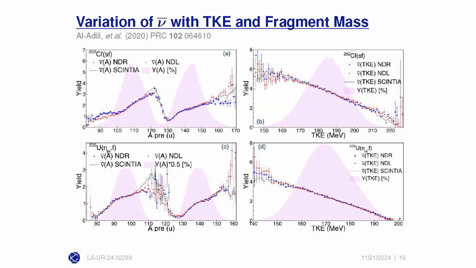Okay. You can also see that nu bar varies with things like the fragment mass. So these are fragment mass distributions on the x-axis on the left-hand side and TKE on the x-axis on the right-hand side from this Aladili paper in 2020. And keep in mind that when you have a fission event, you have to sample mirror places on these distributions, so to make the total mass be equal to the initial mass. And so if you're on this side of the light fragment, you have to be on this side of the heavy fragment, this side of the light fragment, this side of the heavy fragment.